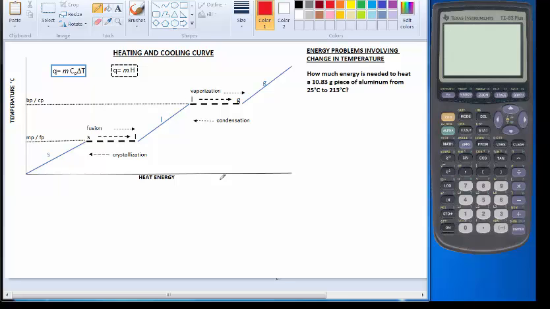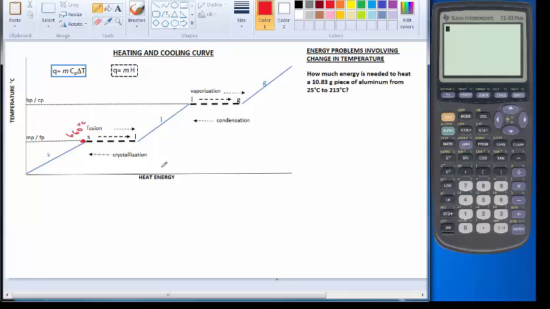The first thing that we need to look at in this problem is the substance that we are trying to change the temperature of. And the substance is aluminum. According to our reference table, the melting point of aluminum is 660 degrees Celsius. So for this problem only, our melting point is going to be right here, and it's going to be 660 degrees Celsius.